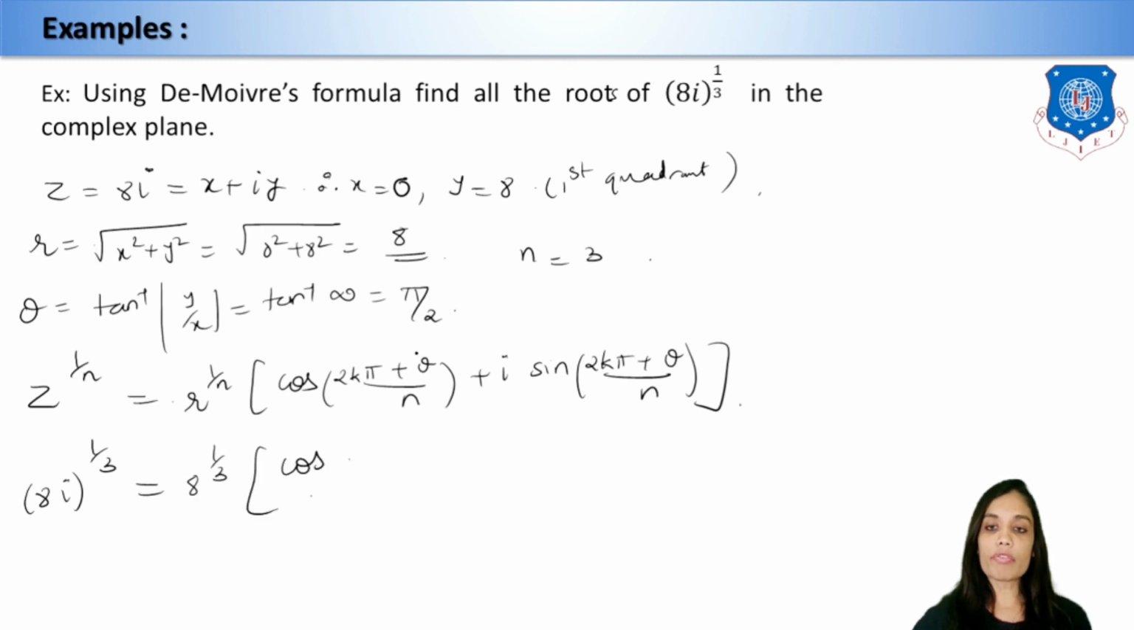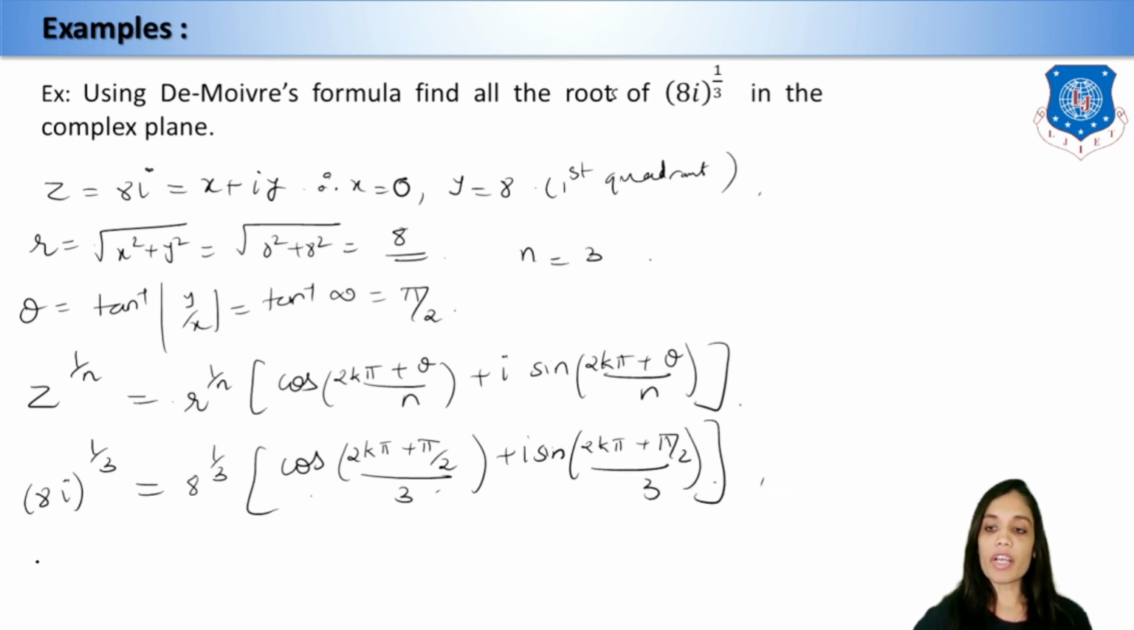Put over here the value of theta. So cos 2k pi plus pi by 2, right, upon n, that is 3 plus I sin 2k pi plus pi by 2 upon 3. Right, now finally let us simplify this. So now let us take LCM in this bracket. So final answer will be 8I whole raised to 1 upon 3 is equals to 2 times, take LCM, so cos 4k pi plus pi upon 6 plus I sin 4k pi plus pi upon 6.